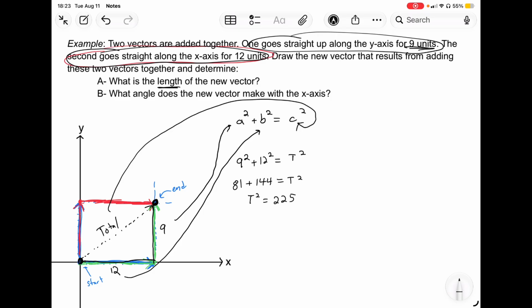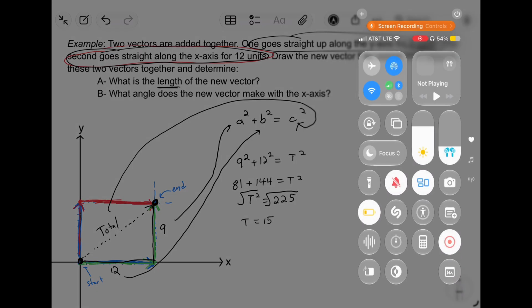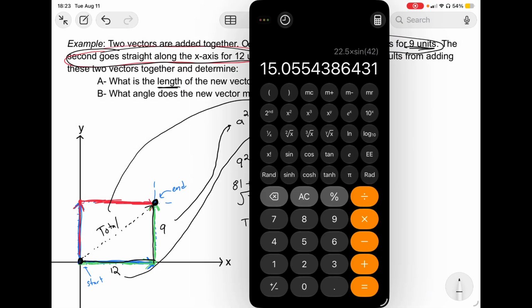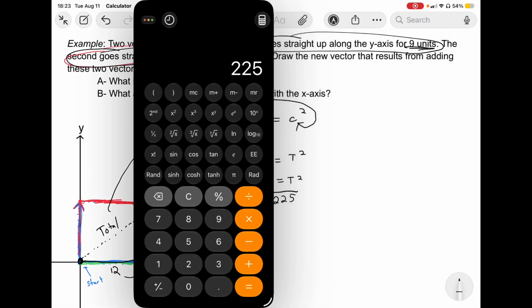225. So if we take the square root of each side over here, the square root of t squared is going to be t, and the square root of 225 should be, not 25, should be 15. And we'll plug into the calculator just to make sure that Mr. Sheehan's math is correct. So 225, the square root of that gets us 15.